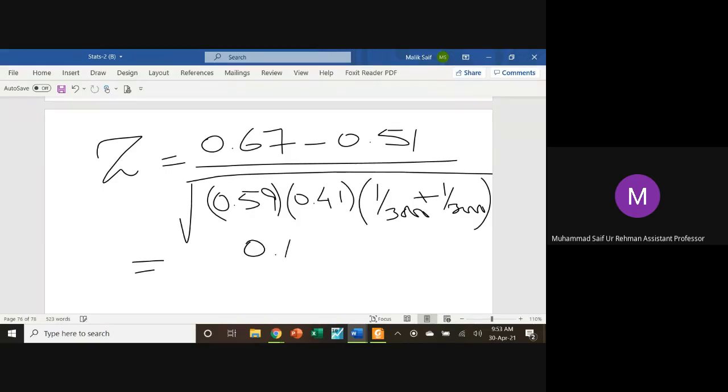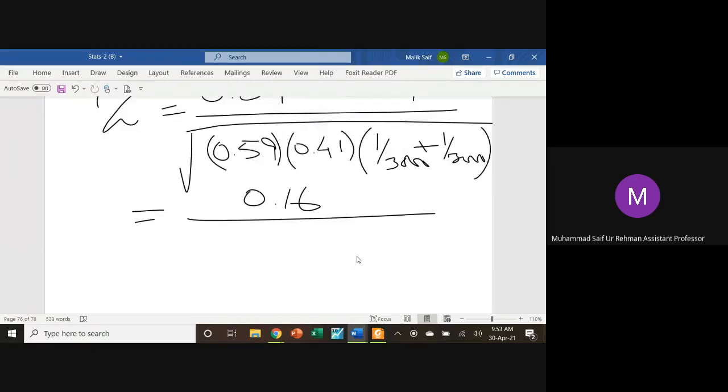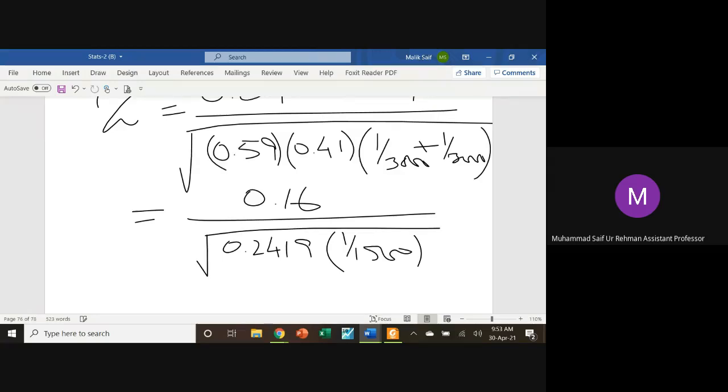So 0.16 will be there as numerator. When you multiply 0.59 by 0.41, this is 0.2419, and in the braces there will be 2 by 3000. That means there will be 1 by 1500, square root.